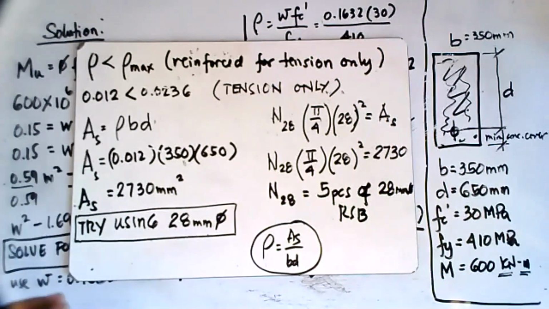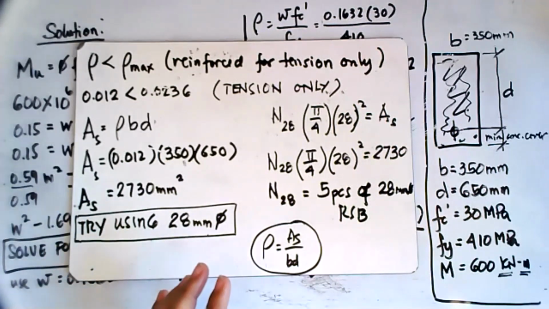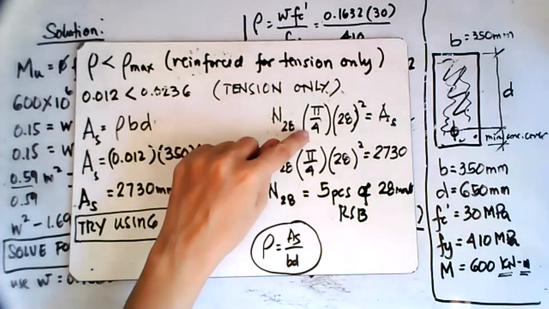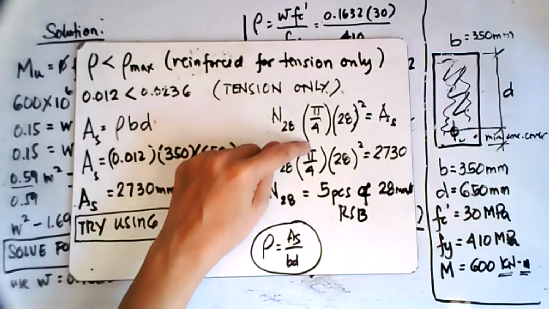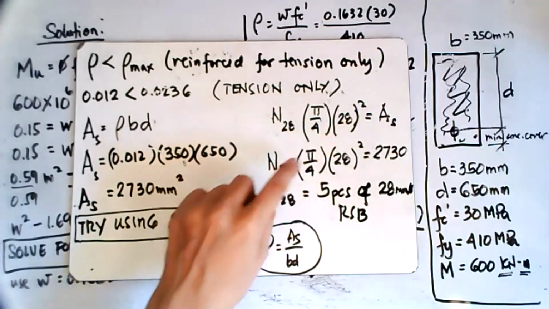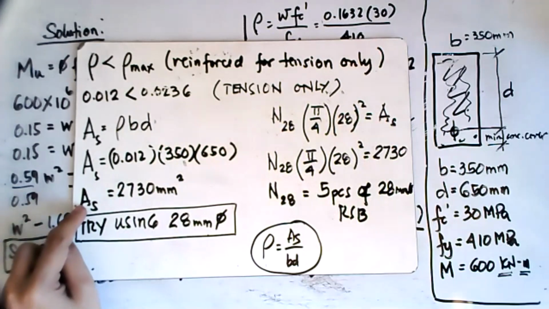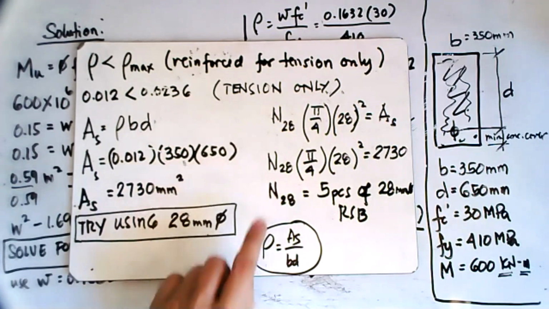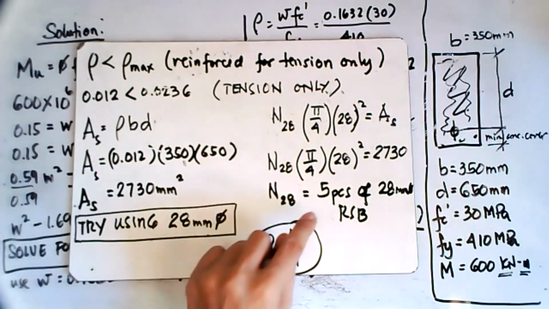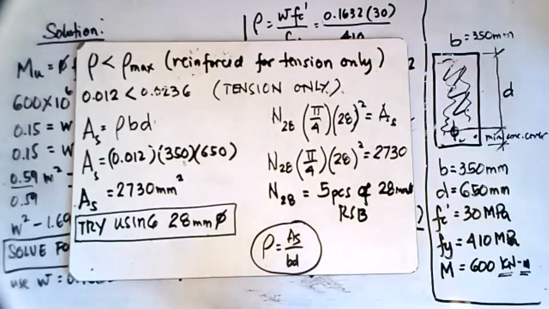So the number of the 28 mm diameter RSB shall be multiplied by the area of one bar, which is pi d squared over 4. So that's why you have pi over 4 times d squared equals the area of the steel that we have to provide in the section. In this particular case, according to our computation, we need to provide 5 pieces of 28 mm diameter RSB.